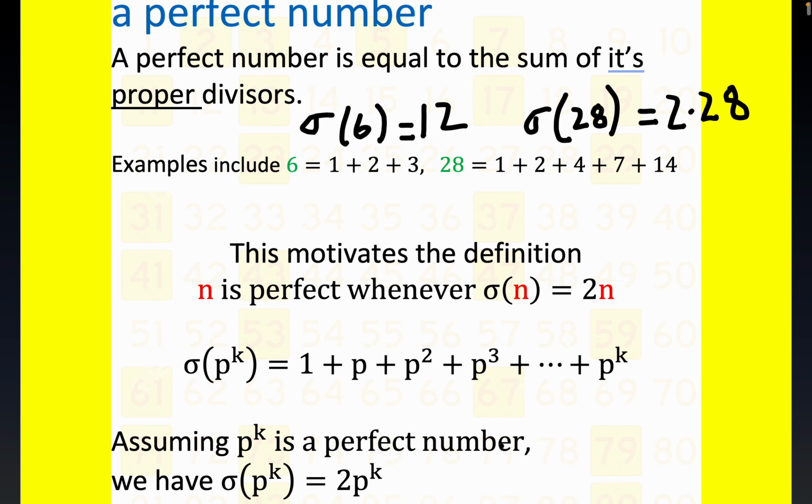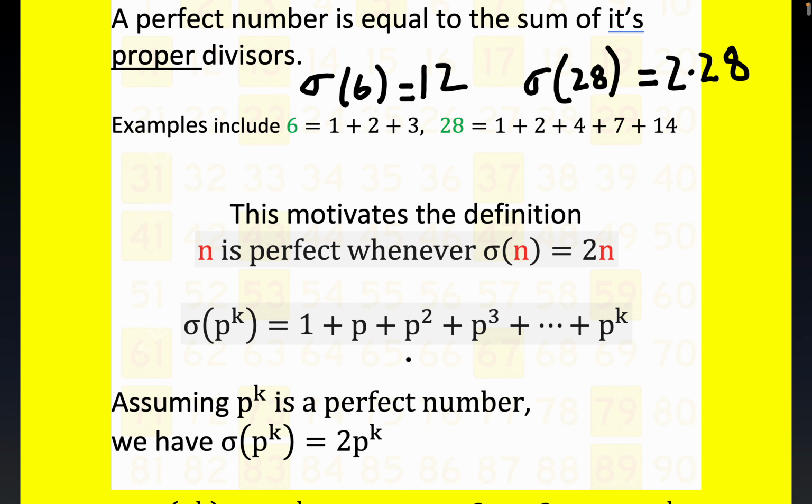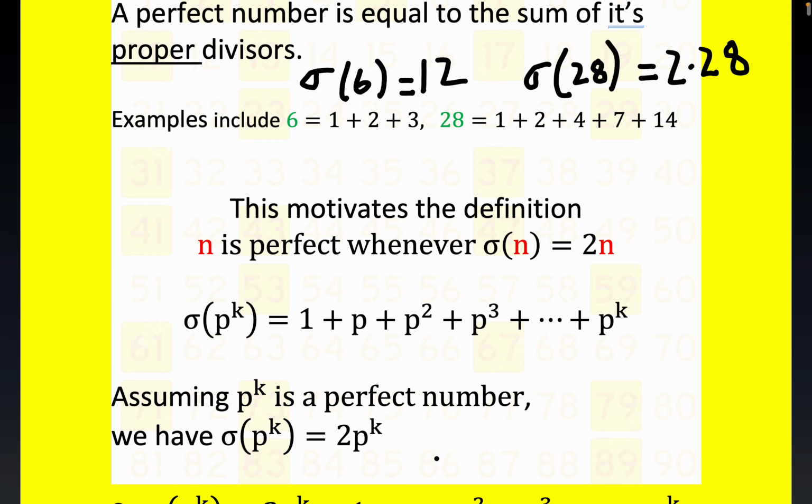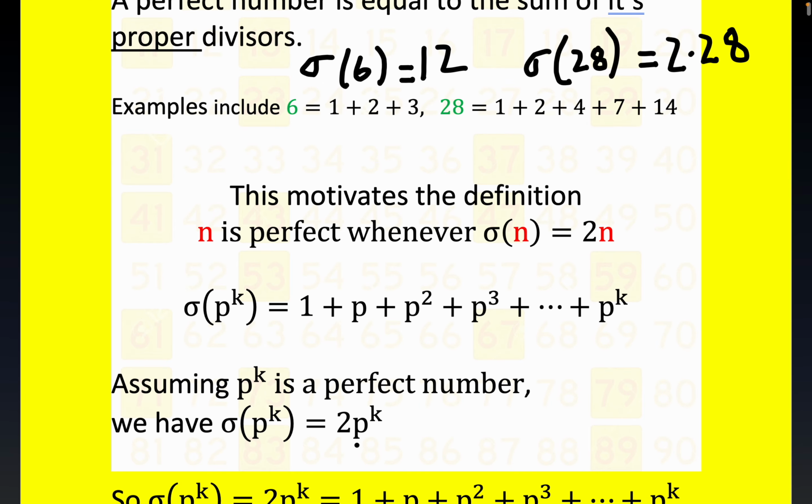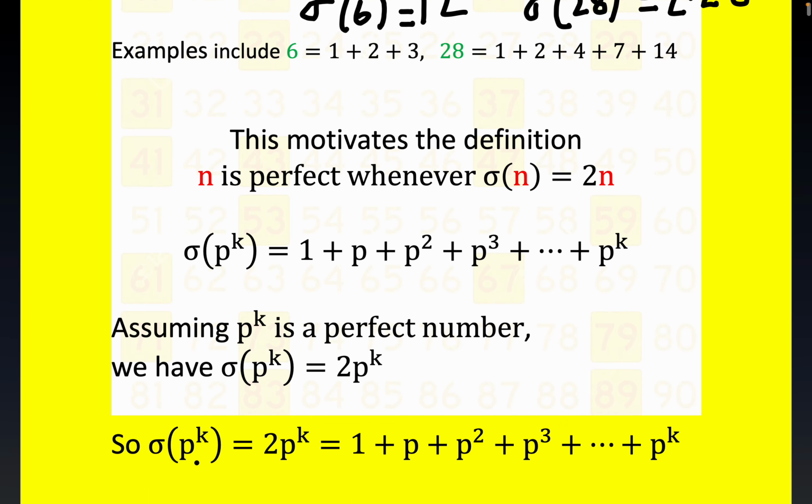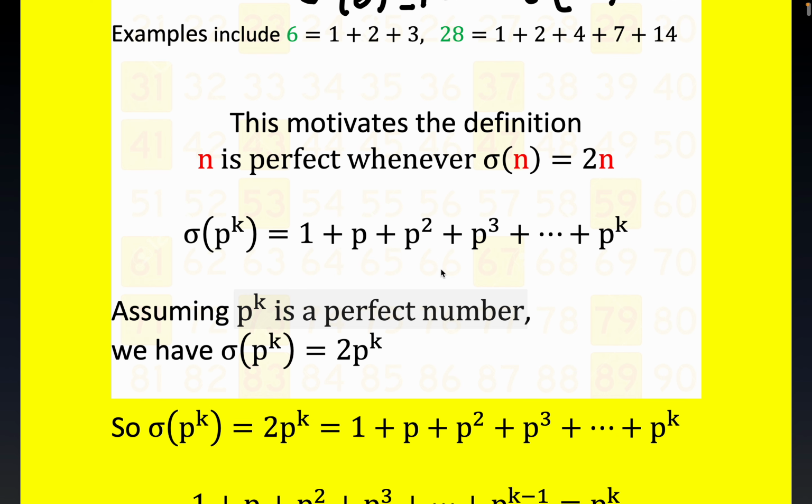Okay, now we're going to assume that p^k is perfect, and by this definition that we just derived, that means that sigma of p^k is 2 times p^k. So we're going to assume this is true and see what happens. Now, sigma of p^k is equal to 2 times p^k, which is equal to this result right here that we just spent a little bit of time on.